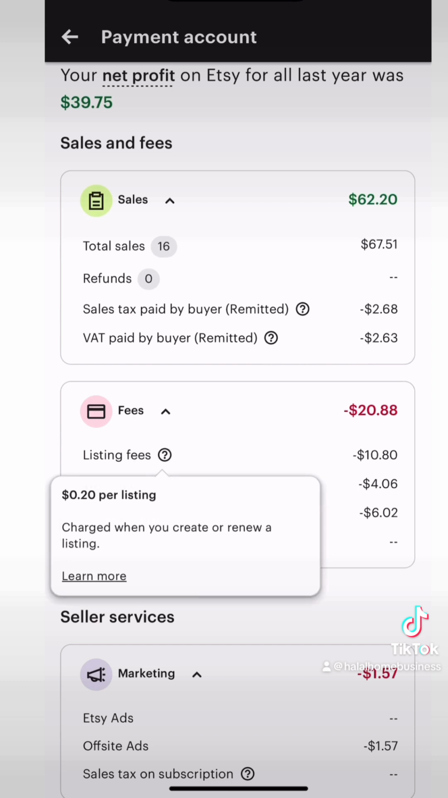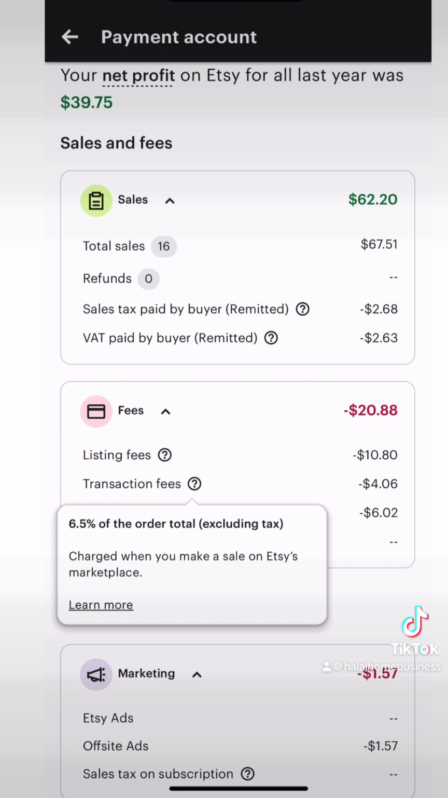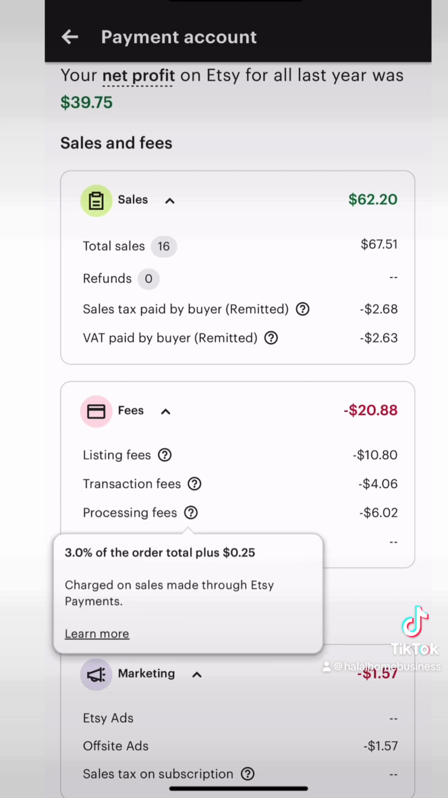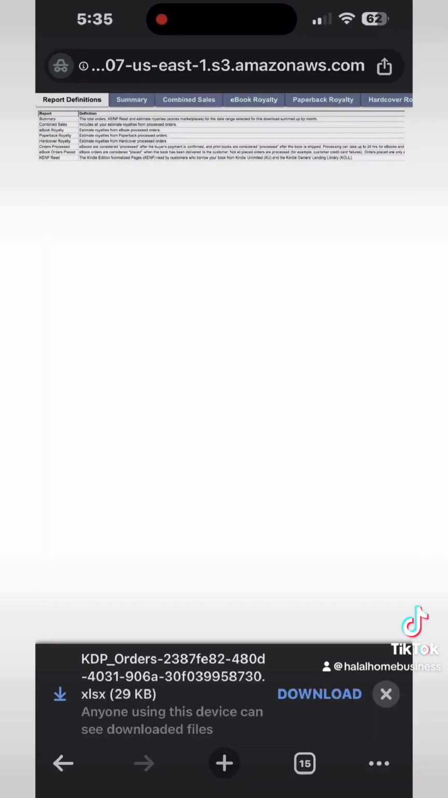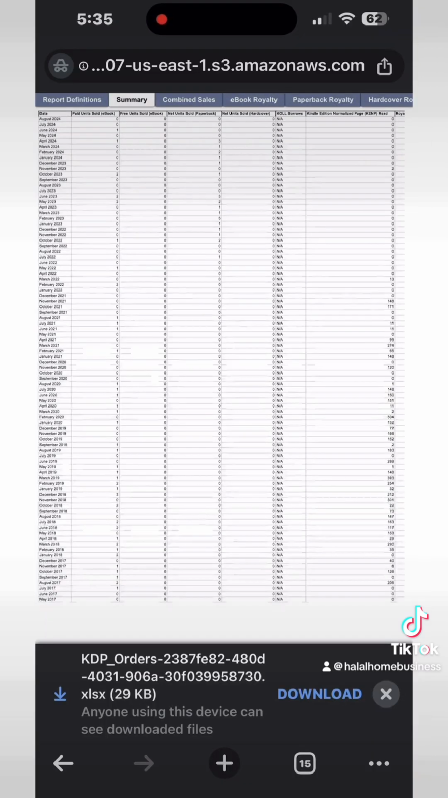The listing fee is 20 cents per item. Transaction fee 6.5%. They have a processing fee of 3% plus 25 cents. So it costs $20 to make this ebook and sell it on Etsy. Like my Canva subscription would be another one, because I need that to make these ebooks.